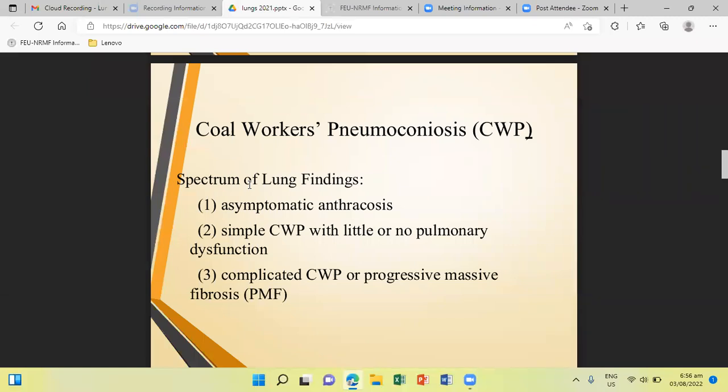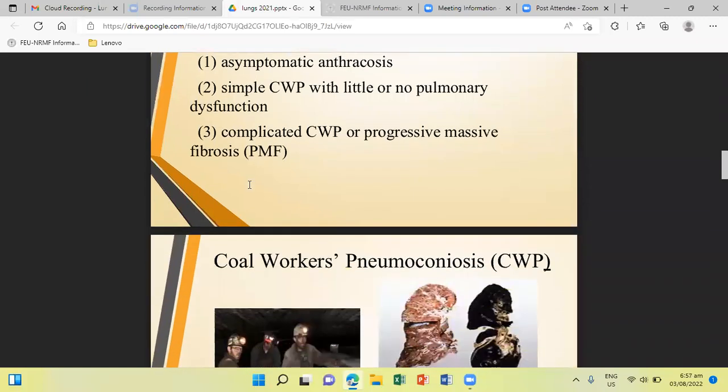So one of the most common, like what I am trying to show you right now, is coal. Coal workers' pneumoconiosis is a lung disease which is caused by inhalation of coal particles and other admixed forms of dust. Usually, this is very common among coal miners. And as you can see, there is a spectrum of lung findings. It may be asymptomatic, it may be simple, or it may be actually complicated.